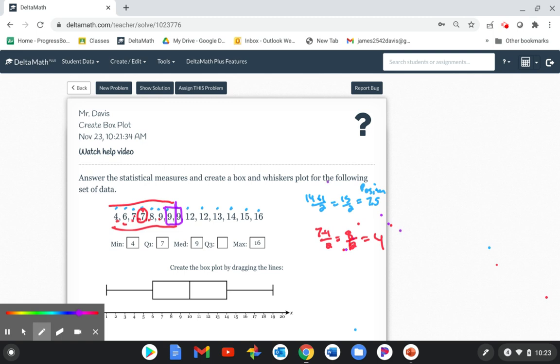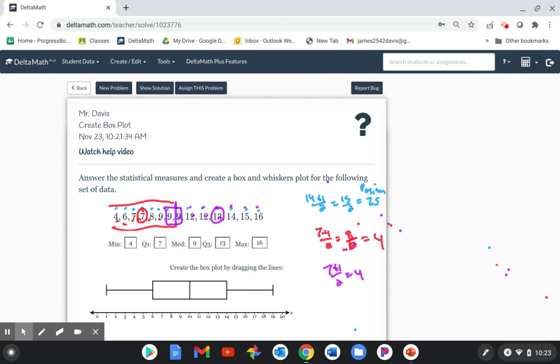In this upper half, we've also got 1, 2, 3, 4, 5, 6, 7. 7 plus 1 over 2 tells us in position 4. So in this upper half, 1, 2, 3, 4 would be this value, 13. Really take your time on that, because if you miss one of these, then you'll miss the whole thing.